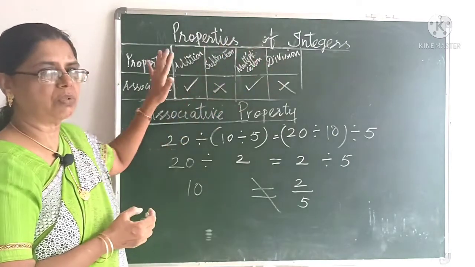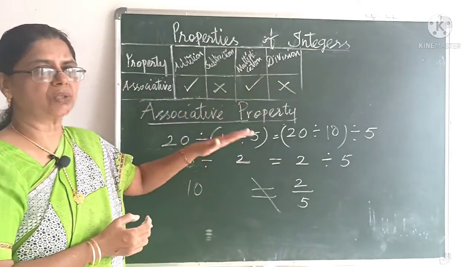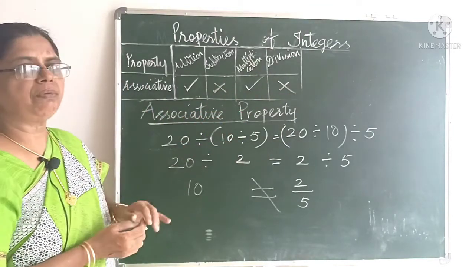Multiplication of integers holds associative property. But subtraction and division of integers do not hold associative property.